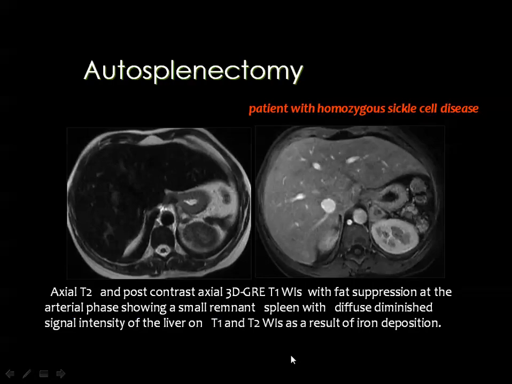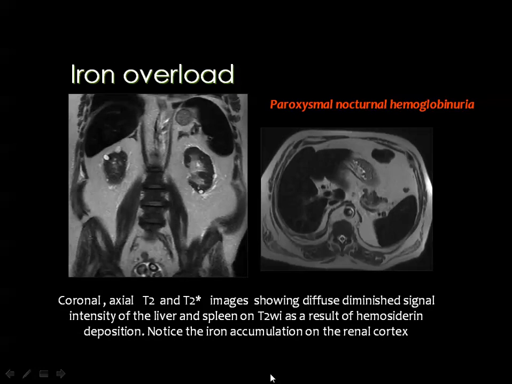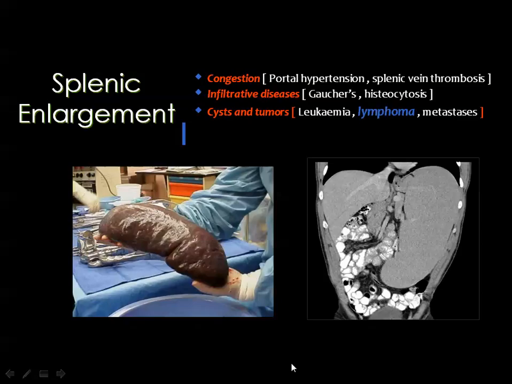Then if you see that the liver is more dark than the muscle, you know that this is hemosiderosis or hemochromatosis. And in this case, you hardly see the spleen, which is very small, in a case of sickle cell anemia with autosplenectomy. And here is a case of iron overload affecting the liver and the spleen, as well as the kidneys in a patient with sickle cell disease.